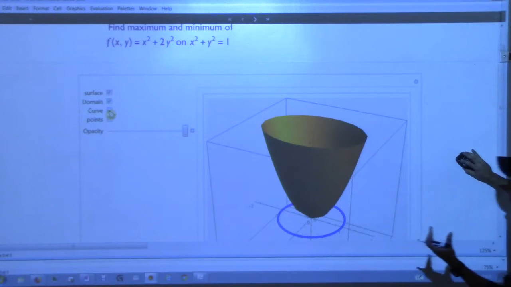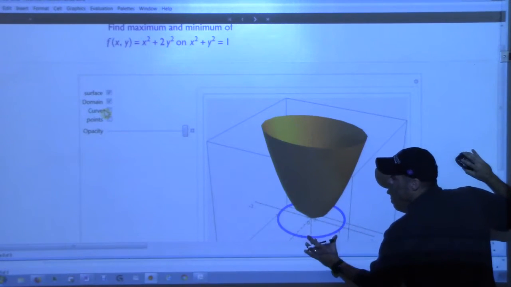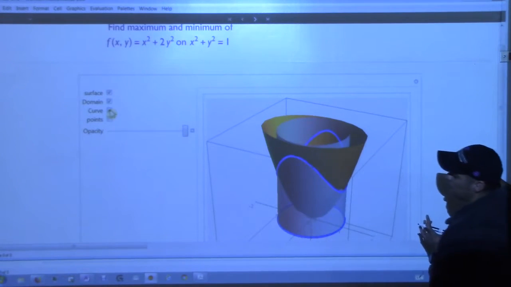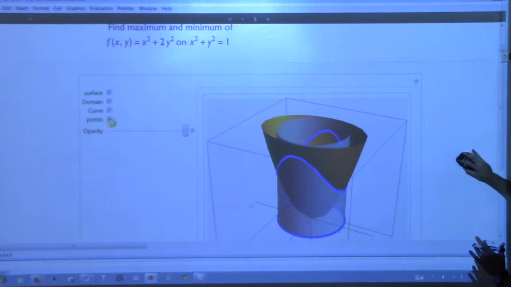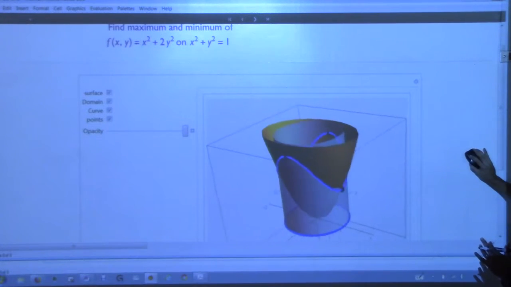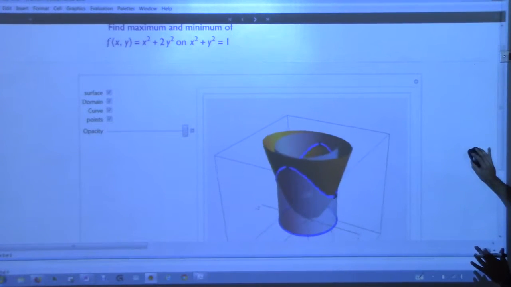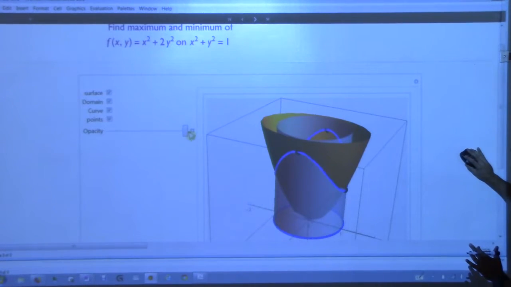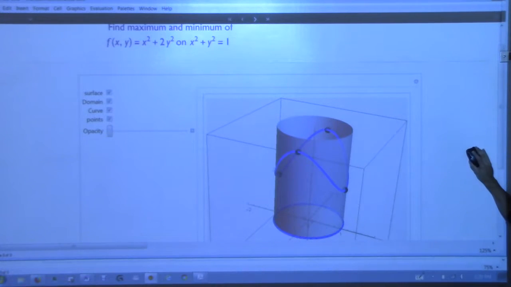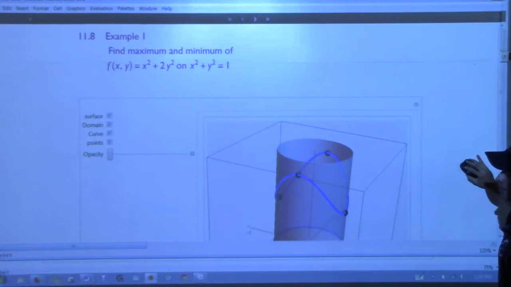We are imagining mapping this circle into the surface to give us this curve, right? And then we are trying to find those points. There should be 4 of them total, right? 2 places where we get max and 2 places where we get min. Does it all make sense, visually at least? Okay, let's set up the problem then. Let's do the work.